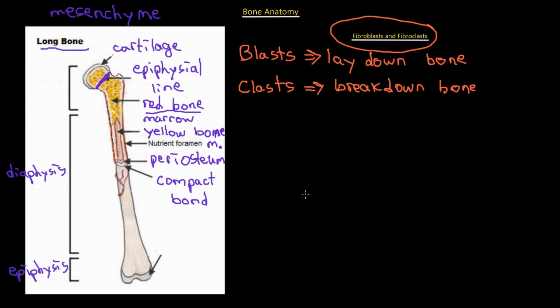Later, we are going to learn about the balance of calcium within the body, and it is strictly regulated by these fibroclasts and fibroblasts as to how much calcium we're going to have in the blood, because the more bone you break down, the more calcium you are going to have.